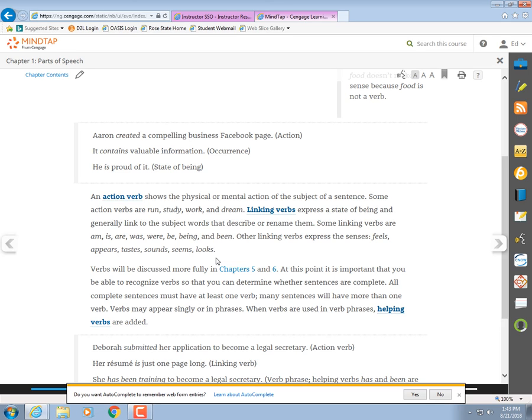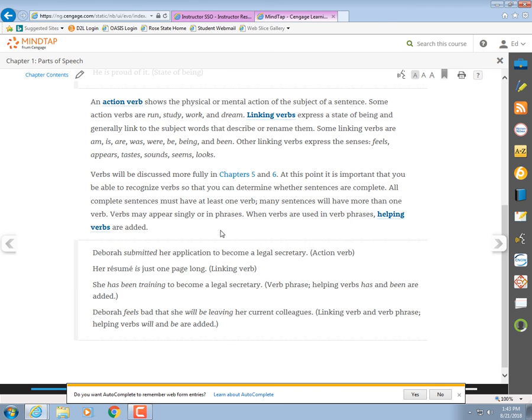I feel indifferent about what happened. So feel is just a state of being, and indifferent is an adjective that describes the noun, I. But it's really important that you recognize that the linking verbs may be feels, appears, tastes, touch, sounds, seems, and looks, especially if the word that follows is an adjective or describes the subject. Then there are helping verbs that help the verbs complete their meaning a little bit better.